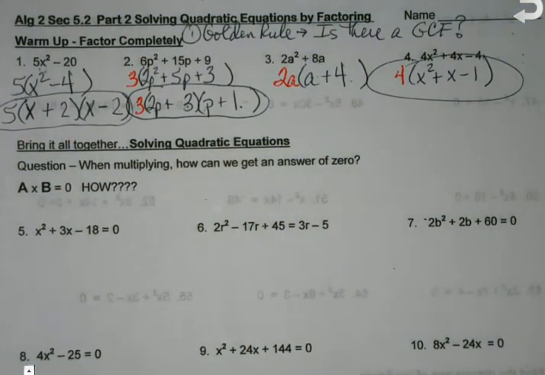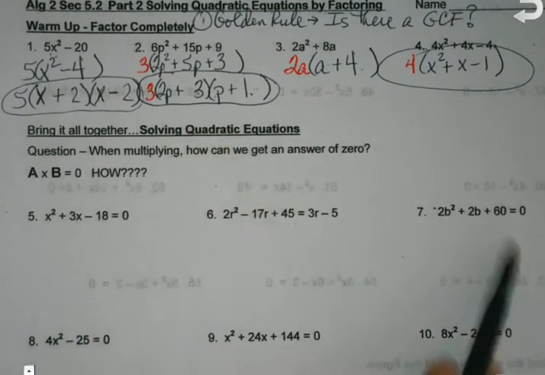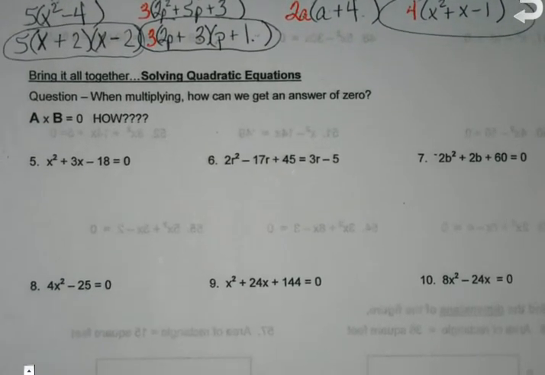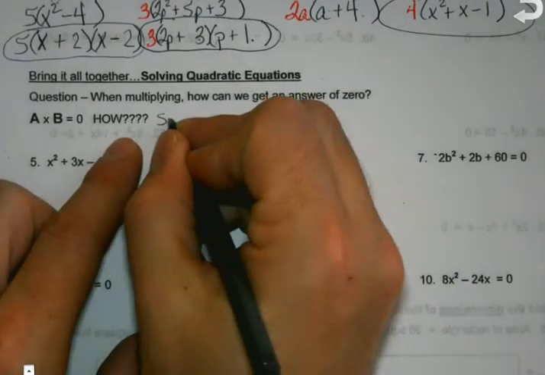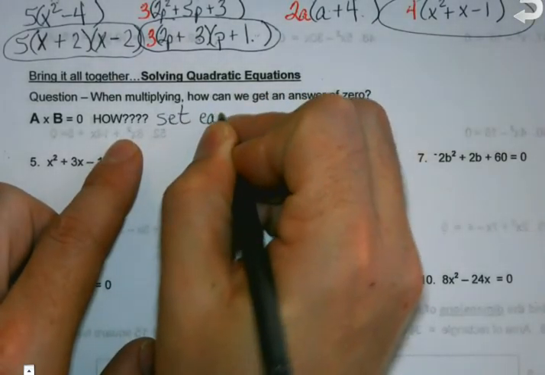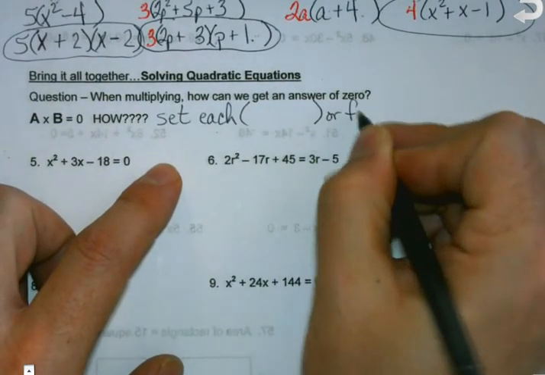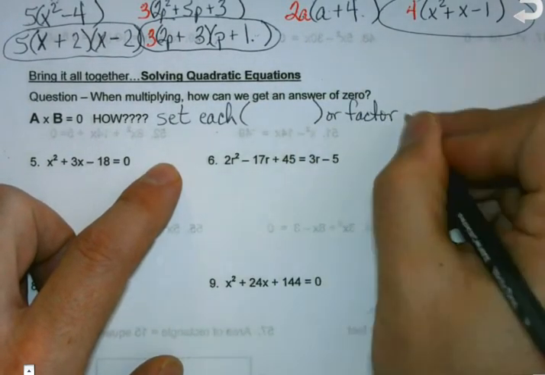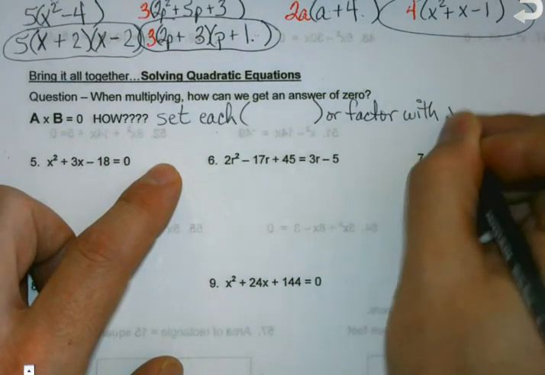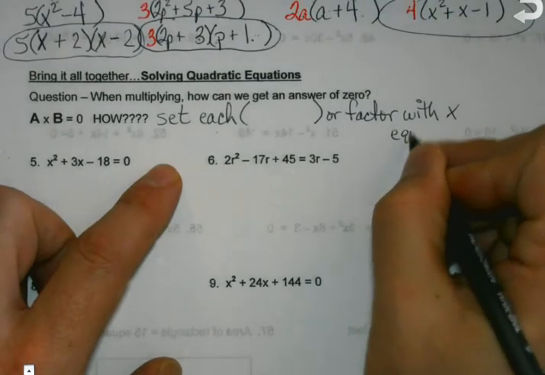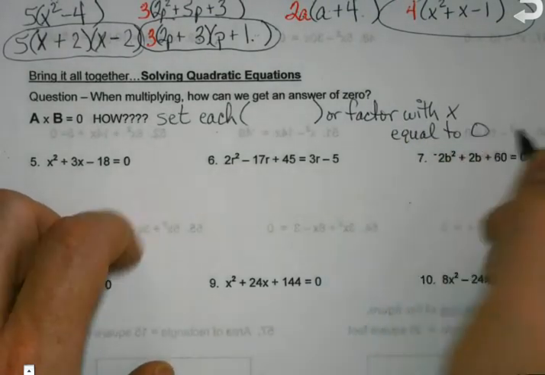So now, when I'm going through here, we're still going to be factoring, but now we've added a little piece. This little equals 0 part, which means now we're actually solving the quadratic. We're actually trying to find an answer. So when you do this, you need to set each set of parentheses or factor with x equal to 0 and solve it. I'll explain that as we go through.